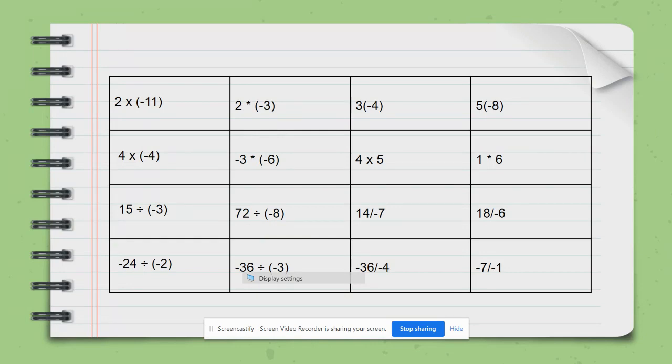Here are some practice problems. I want you to do these on your own. I will check over your answers once you submit the assignment. So go ahead and take this on. This probably will take you less than 3 minutes to complete. Be careful of your negative signs, but go ahead and do this.